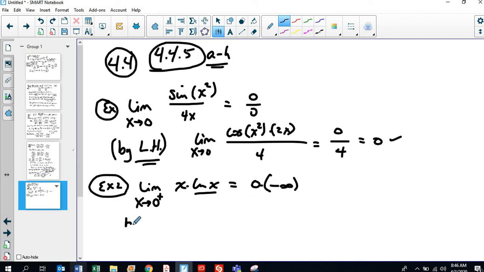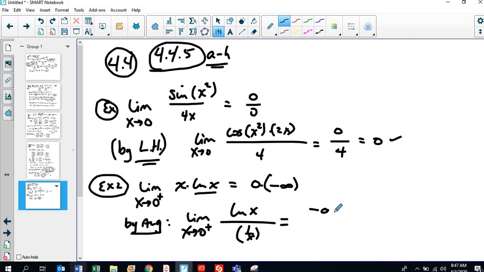So first, by algebra, all right, you don't have to say by algebra, I'm just showing you where it comes from. I'm going to rewrite this as the limit as x goes to 0 from the right of the natural log of x over 1 over x. Multiplying by x is the same as dividing by 1 over x, and now this becomes negative infinity over infinity, and so now I can use it. Now I can use L'Hopital's rule because I'm in the right form.